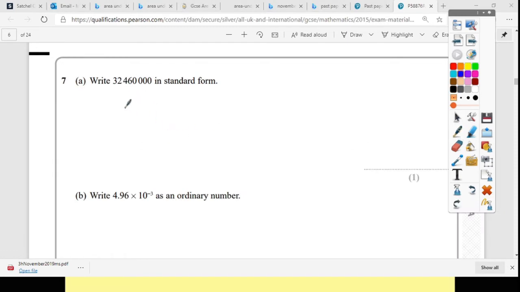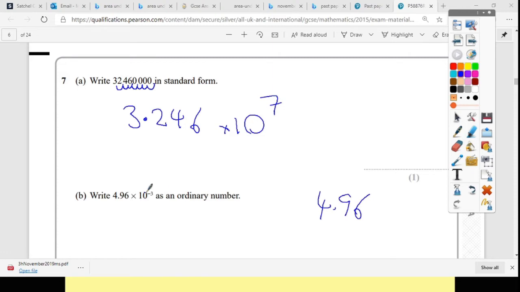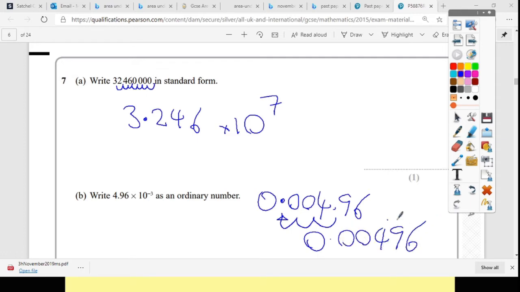Right, this number in standard form. So I'll write 3, 2, 4. Right, so I'm going to put my decimal there. Over 6. And it's 1, 2, 3, 4, 5, 6, 7 times 10 to the power of 7. Right, as an ordinary number. So 4.96. So it's minus 3. So it's going to be 1, 2, 3. My decimal place is going to go here. Let's put 2 zeros in. And that's my answer there. I'm going to rewrite it because I've got 2 decimal places there, which can be confusing. 0.00496.